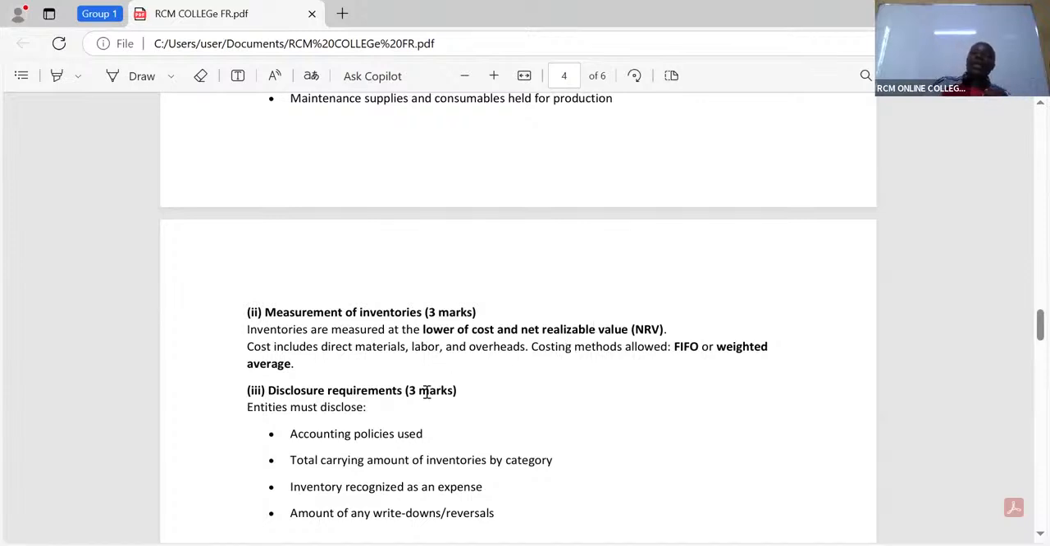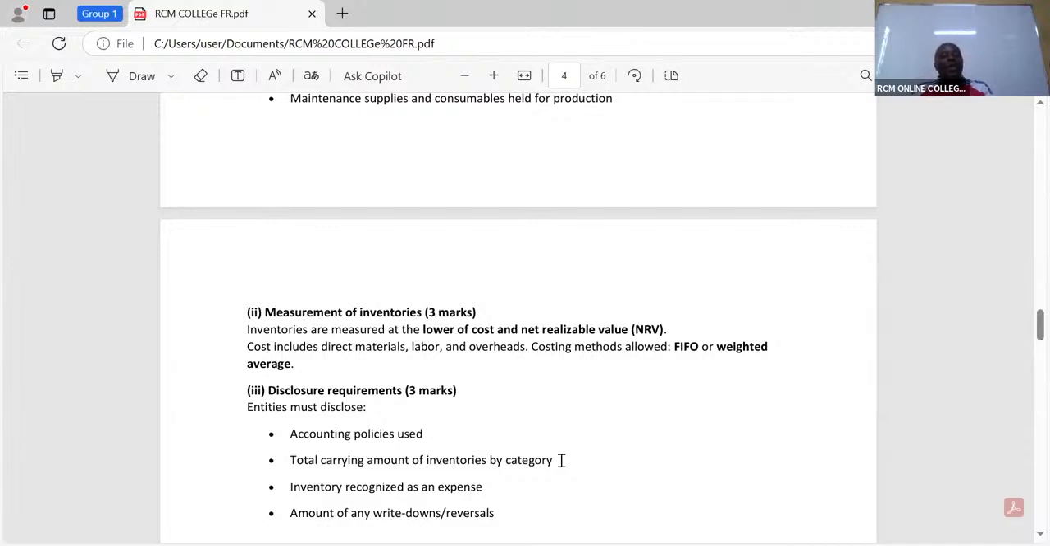Now, ladies and gentlemen, in terms of inventory disclosure requirements, remember you're going to have a whole area where you capture the disclosures on inventory. You must tell us the accounting policy that was used. Is it FIFO or weighted average method? Remember, LIFO is no longer allowed. Last in, first out was abolished. So you could either use FIFO or weighted average. And then you'll be able to give us the total carrying amounts of inventories by category. If it's finished goods, how much? Work in progress, how much? You must give us those things, ladies and gentlemen, like that.